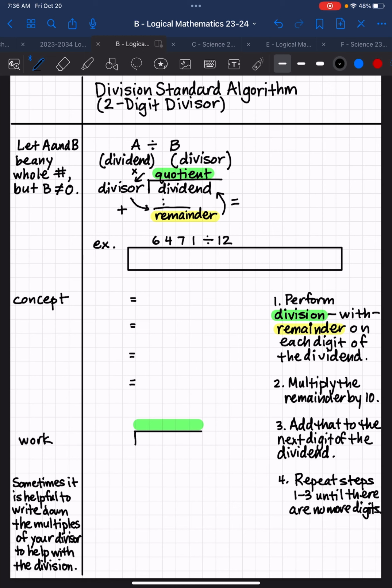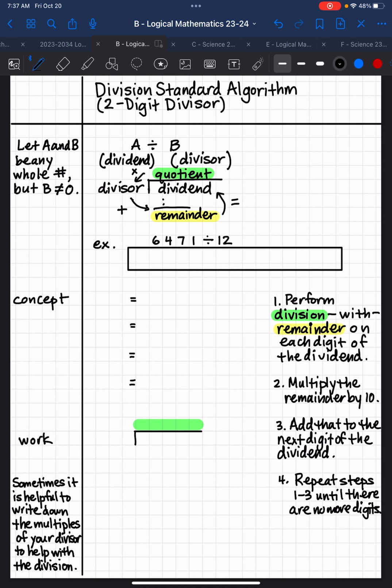In this video, we're going to talk about how to divide using the standard algorithm, particularly when the divisor has two digits. In yesterday's lesson, we talked about how to divide with a one-digit divisor. Today, we're going to talk about a two-digit divisor. So I'll start off by saying that the process is exactly the same. The only difference is you're dealing with slightly bigger numbers, but you're going to follow the exact same process.